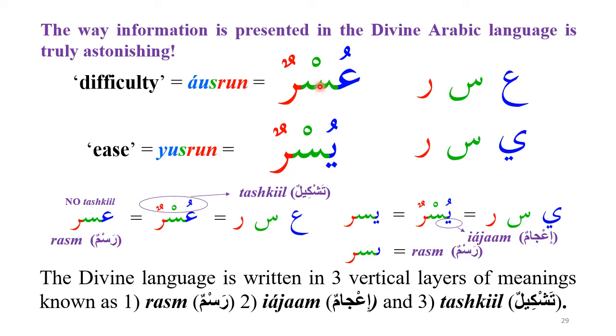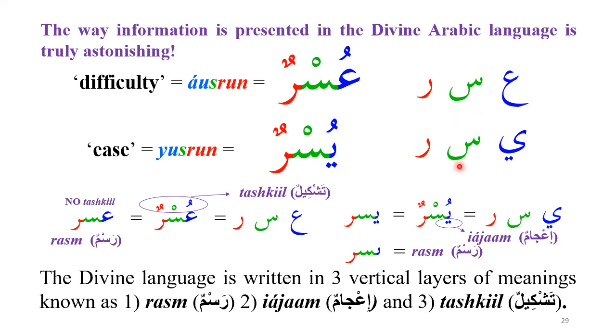You can see my first video for this. And ya, see, the dots are below, two dots below. So this would mean going down. Something going down is easier, right? And going up is difficult, up in level or down in level like this. So you see, this Arabic language has three layers, as I said.